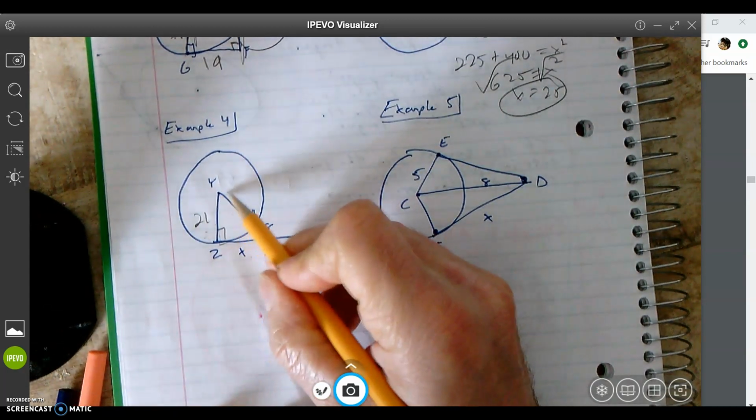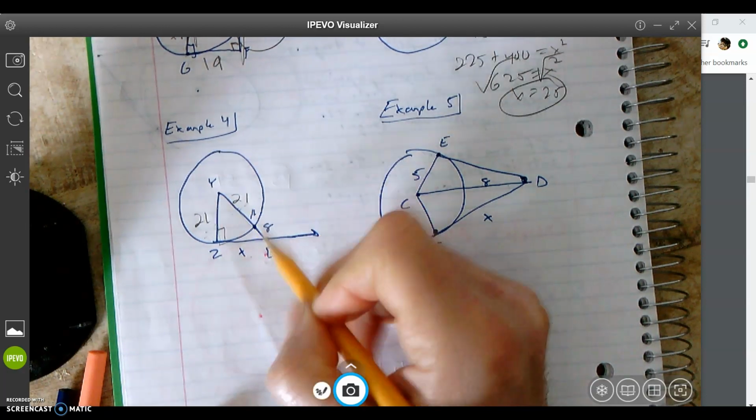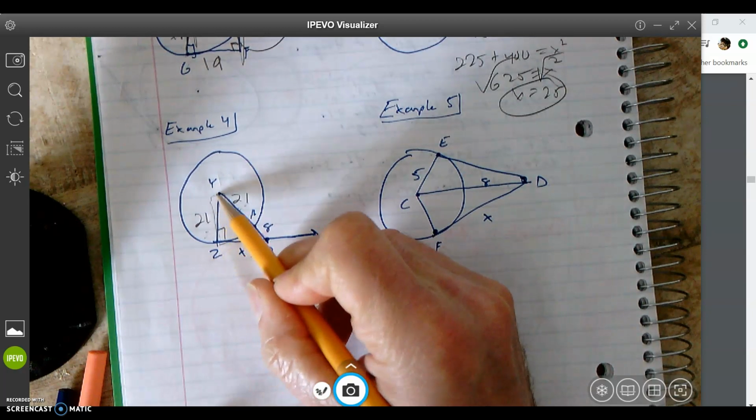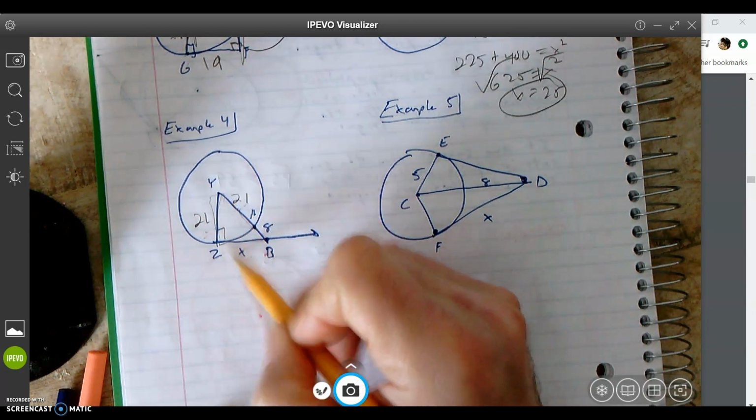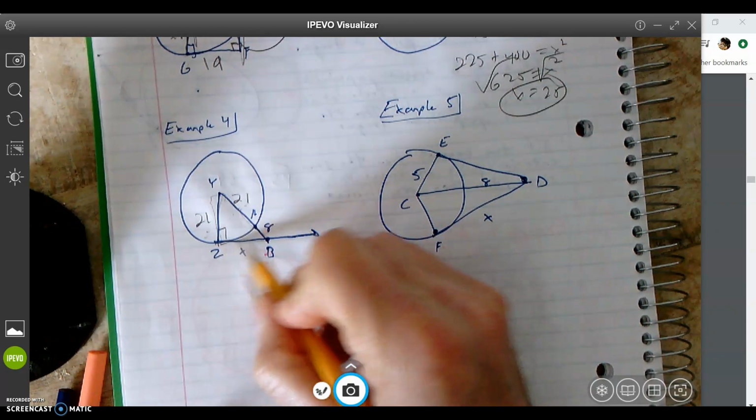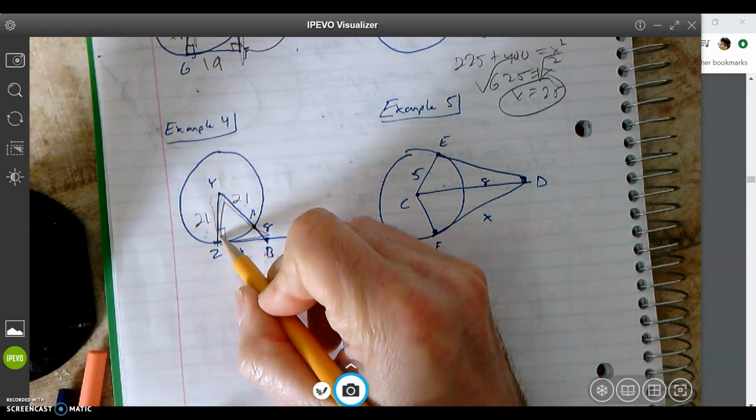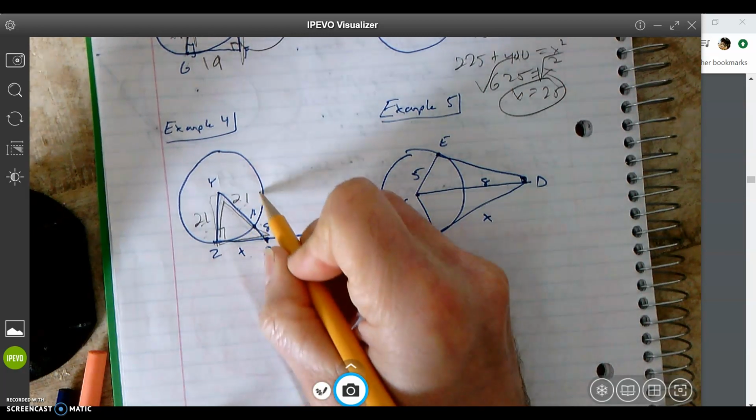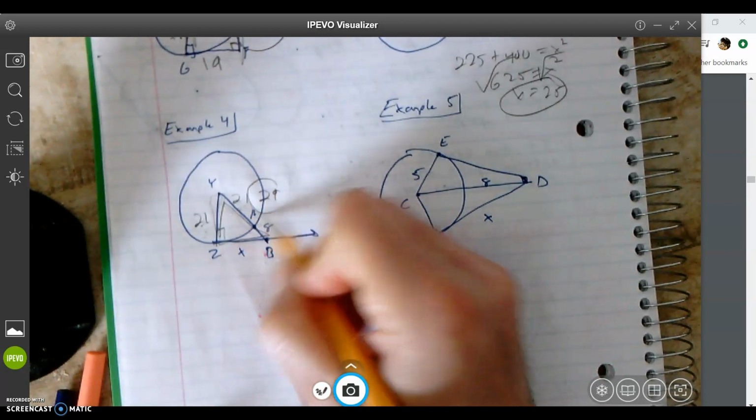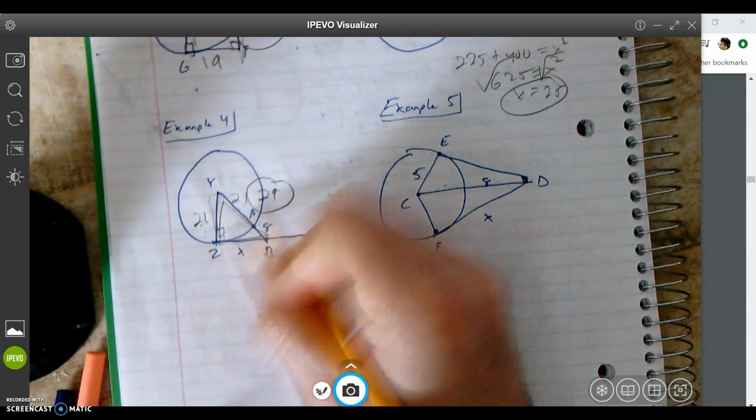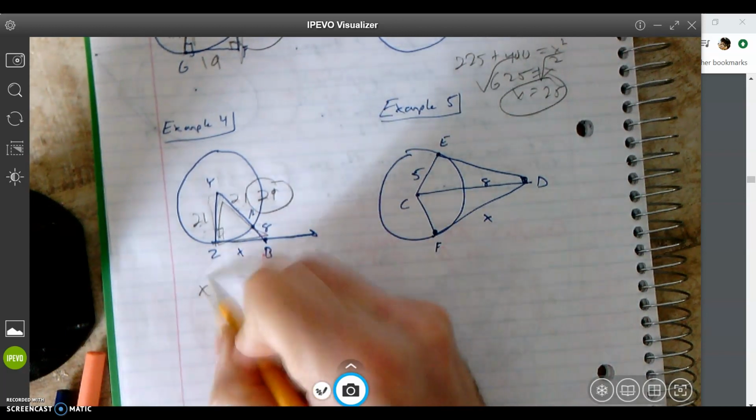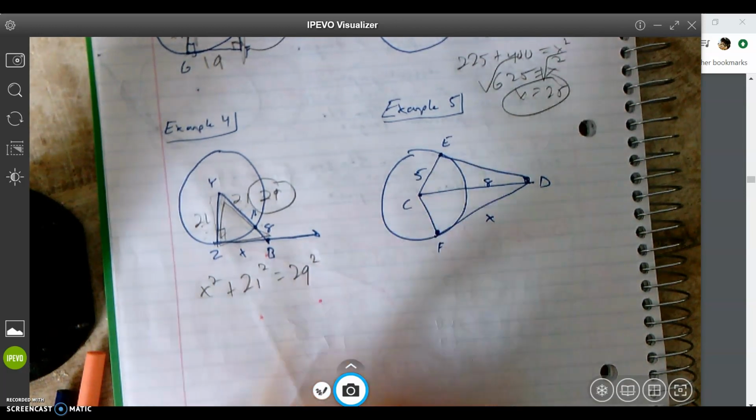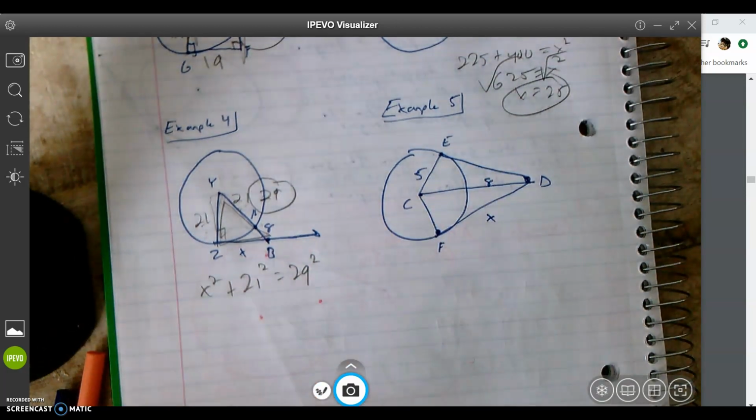So this is 21. This is also 21. How do I know? Well, because this is a radius and that's a radius. All radii are congruent. So now it looks like I have a right triangle. So this is 21. What's this side? 21 plus 8, which is, oh yeah, 29 total. So this is a leg because that's the hypotenuse. So that's going to be x squared plus 21 squared equals 29 squared. See if you can get it. Pause the video.